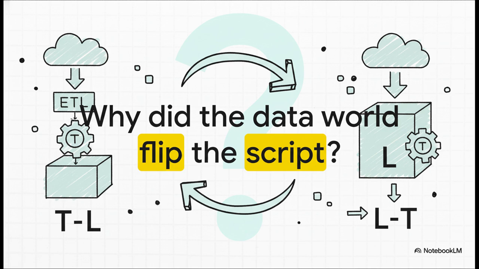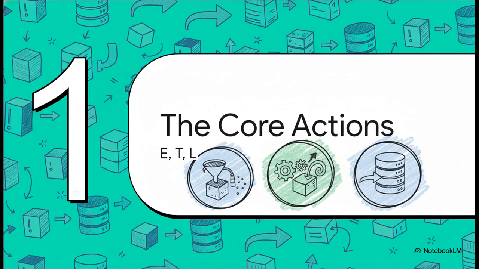Okay, so before we can really get into why things changed, we've got to understand the basic ingredients. It doesn't matter which acronym you're using, every single data pipeline is built from the same three core actions: extract, transform, and load. Let's break down what each one actually is.